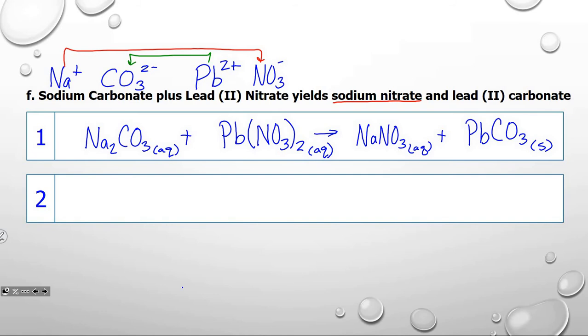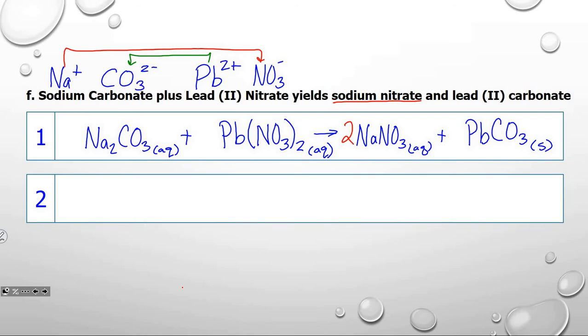Is it balanced? It's not. Okay, what do I need to do to balance it? 2 NaNO3s? Is that it? That is it. That's all you needed to do because we have 1 lead on both sides. You have 1 carbon on both sides. You have 3 + 6, which is 9 oxygens on both sides, and 2 sodiums.